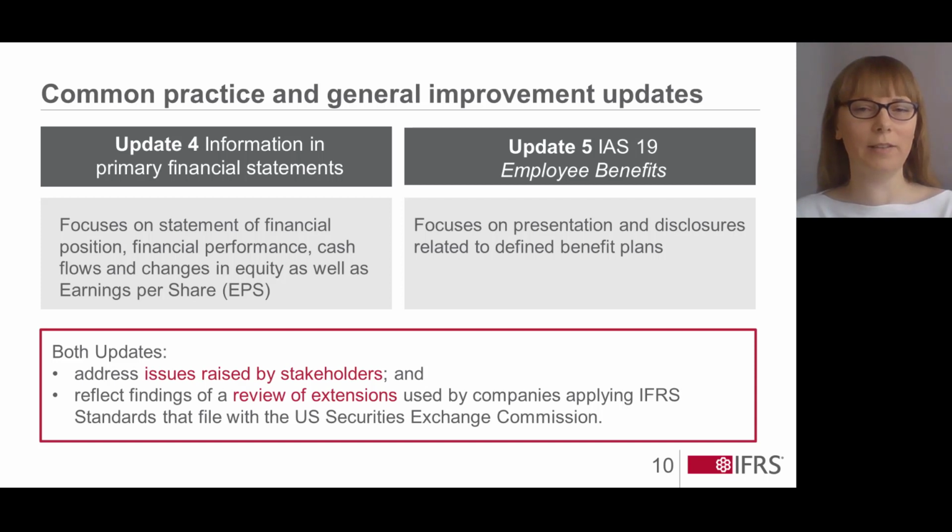We started our analysis on the information presented in the primary financial statements, related to financial position, financial performance, cash flows, and changes in equity. We also looked at how companies report information related to earnings per share. The second analysis was related to the information reported about employee benefits. This review happened together with the board's review of disclosures in IAS 19 in the project related to targeted standards level review of disclosures.